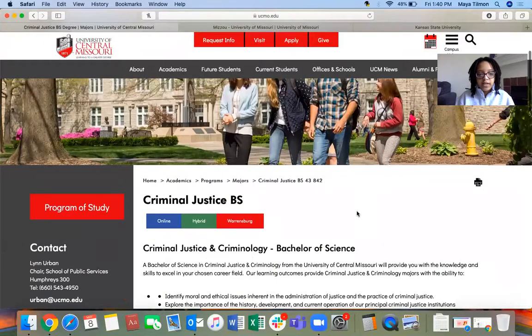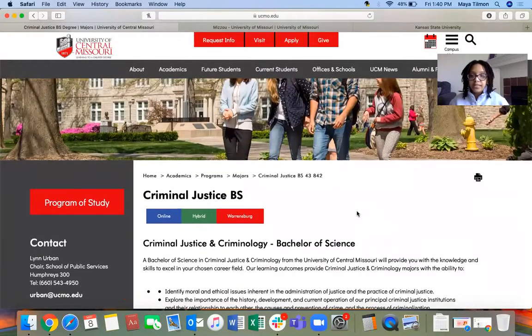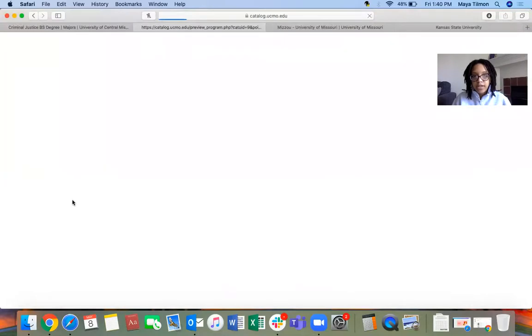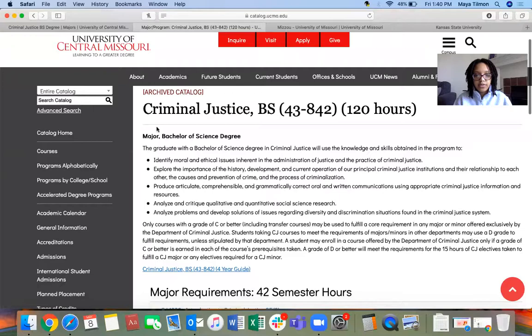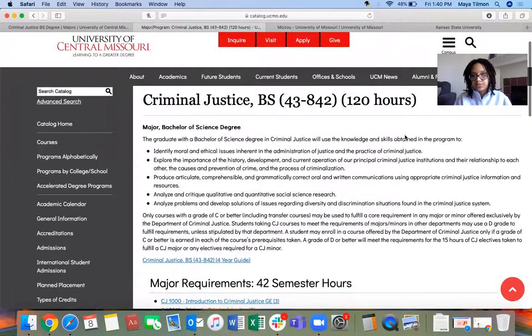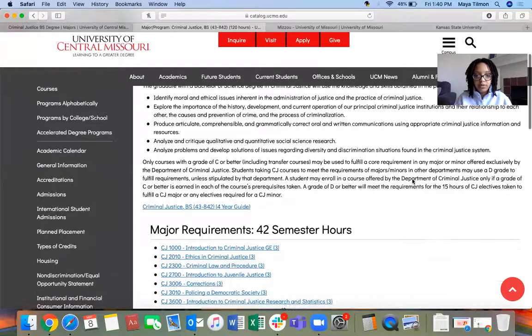But we're wanting to find the course catalog, which is basically just a list of all the classes that are required for you to graduate with that major and degree program. So course catalog is one name. Program of study is another name for where you can find it on a college's website. So this is going to tell you that the criminal justice degree is going to be 120 credit hours at UCM. And 120 is average for most 4-year degree programs across the board. So this is telling you more about the degree.